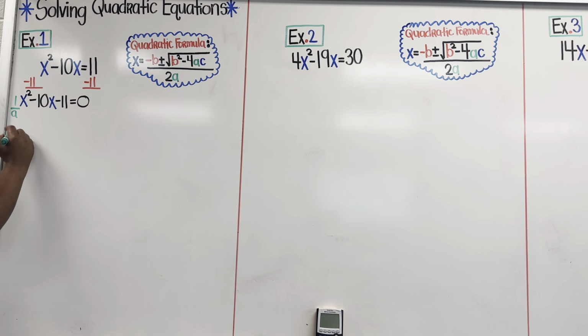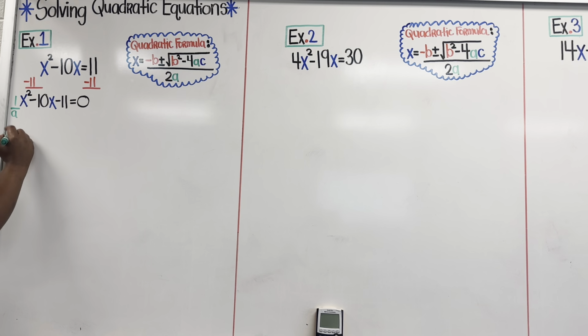All divided by 2 times a. Once again, a is 1, so that's 2 times 1, which is just 2. Now we have successfully plugged in our values inside the quadratic formula. Now we just need to simplify in order to solve. I just want to make sure I have all my right values. Yes, I do.